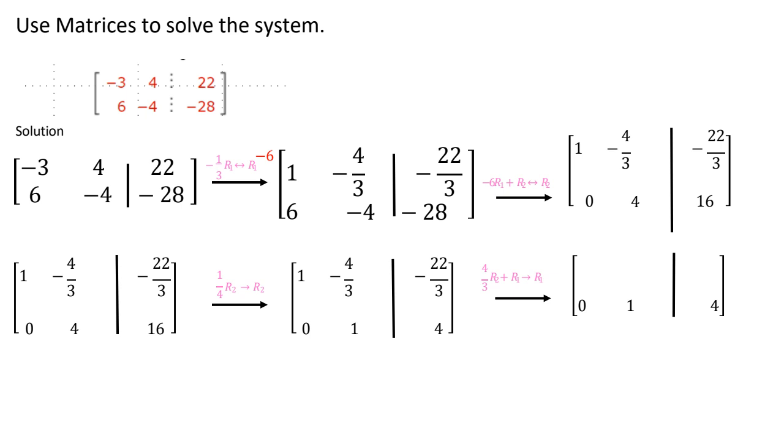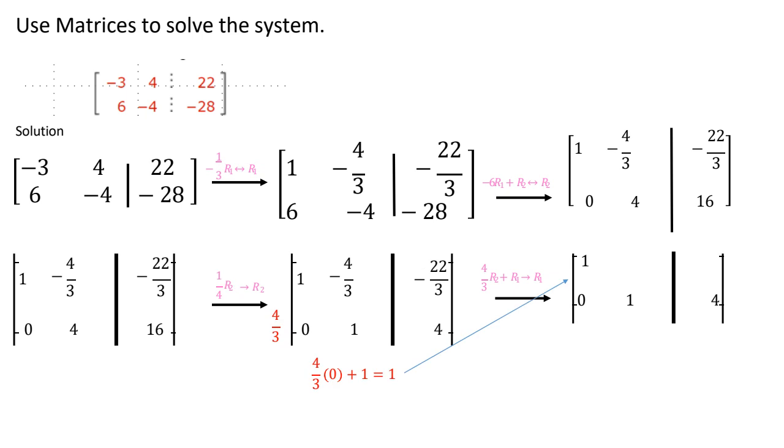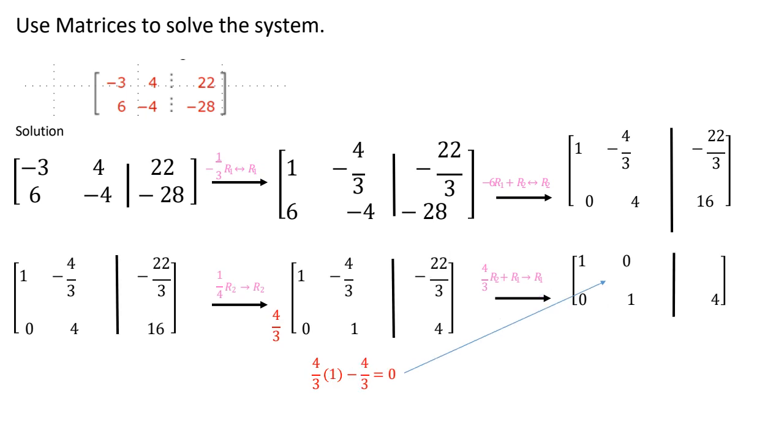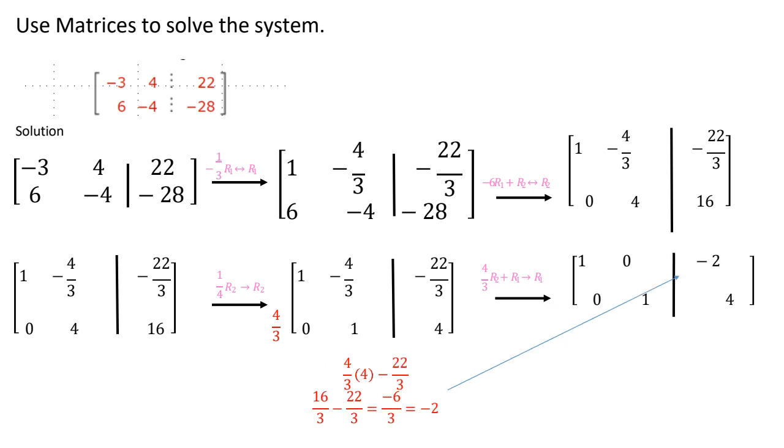Okay, let's do the math. 4/3 times row 2. So 4/3 times 0 is 0. 0 plus 1 is 1. There it is. So let's do it again. 4/3 times 1 is 4/3. 4/3 minus 4/3 is 0. That goes there. And then the last multiplication, we're going to end up with 16/3 minus 22/3. Again, I have the common denominator, so I get negative 6 over 3, which equals negative 2.